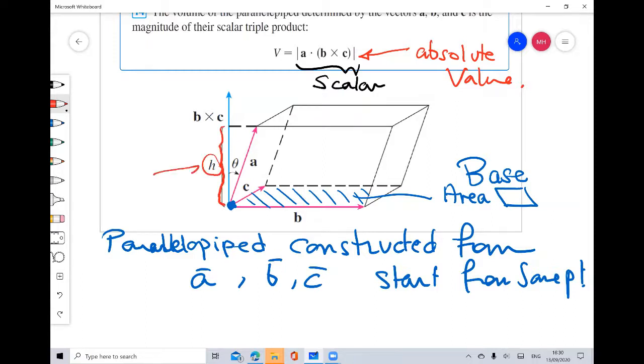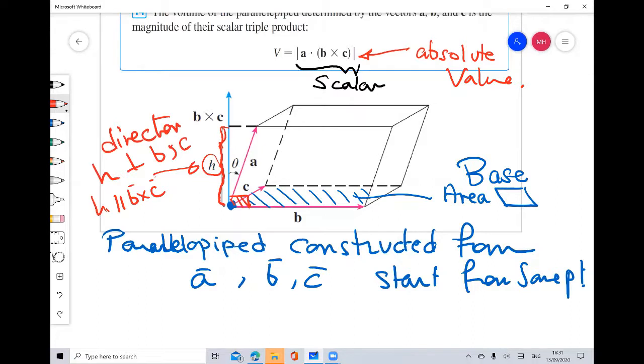But what is the direction of the height? The direction of the height must be perpendicular to the plane that contains B and C. So as long as the height is perpendicular to B and C, then the height is in the direction of B cross C. If the height is in the direction of B cross C, I will say that the height is parallel to B cross C, okay? So this height will be like this.